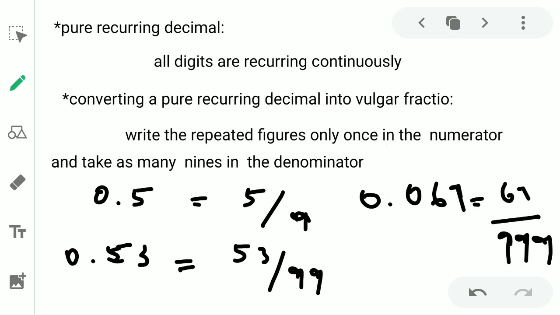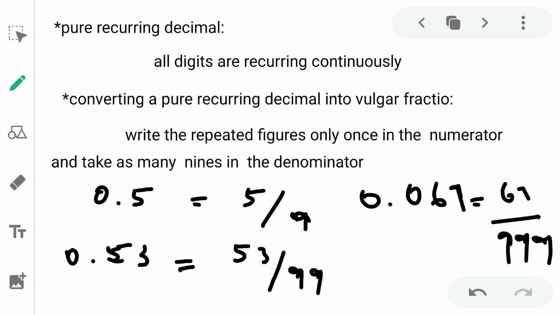Next one, pure recurring decimal. All the digits are recurring continuously, without stopping. Next one, converting a pure recurring decimal into a vulgar fraction. Write the repeated figures only once in the numerator and take as many 9s in the denominator. It is one of the sums in the exercise. Please take a note of it.